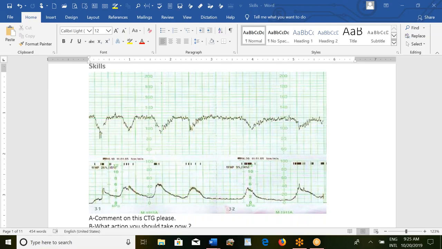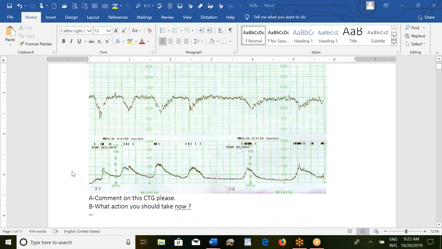So what should we do now? Because this CTG is not a good one. We have some concern here. But if it is less than 30 minutes, then we cannot say that it is non-reassuring. We have to extend the CTG for at least 30 minutes to decide if this deceleration continues or not. But if this is already a 30-minute trace, with the same trace for 30 minutes and these decelerations, then that is non-reassuring.